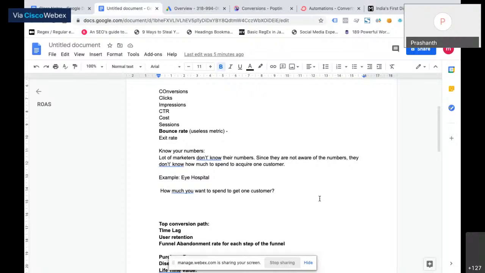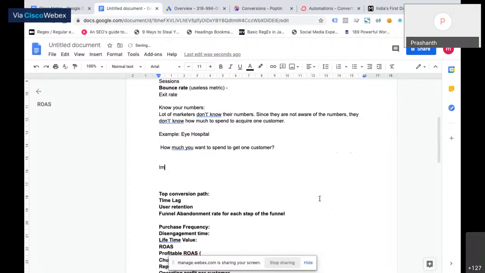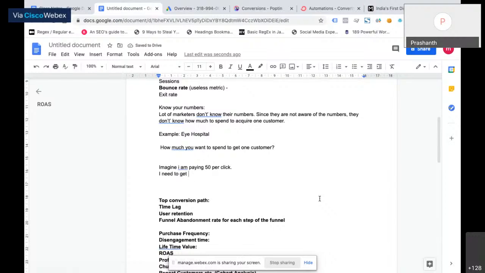I'll give you one more example. Imagine I am paying, let's say, 50 rupees per click. I need to get 10 clicks to get one conversion. That means not every click will eventually turn into a customer. So I say, Prashant, I need 10 clicks to at least get one customer. And when I say 10 clicks, I'm talking about the right clicks. And it's an inability of an advertiser who says, Prashant, 10 clicks, how is it possible? No, it is possible when you can do it the right way.